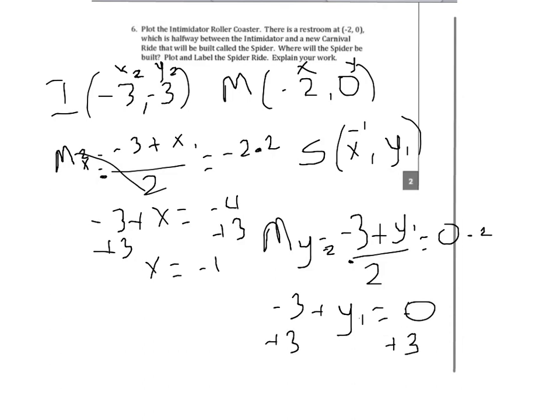And remember that the 1 and the 2 underneath the y's and the x's are just representing point 1 and point 2. It's not part of the math. So the other endpoint where the Spider would be located would be (-1, 3), and that is where they're going to plot the Spider.